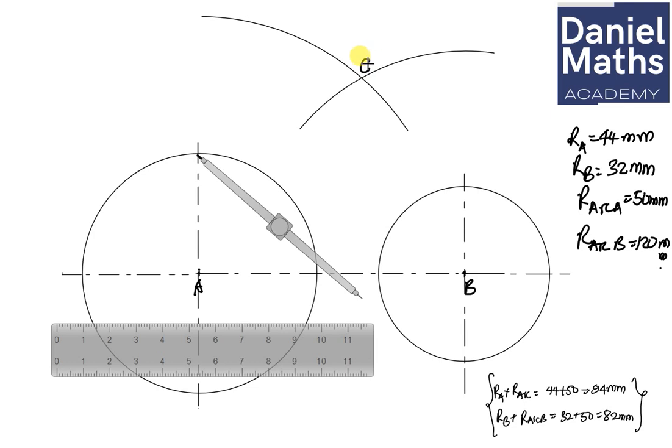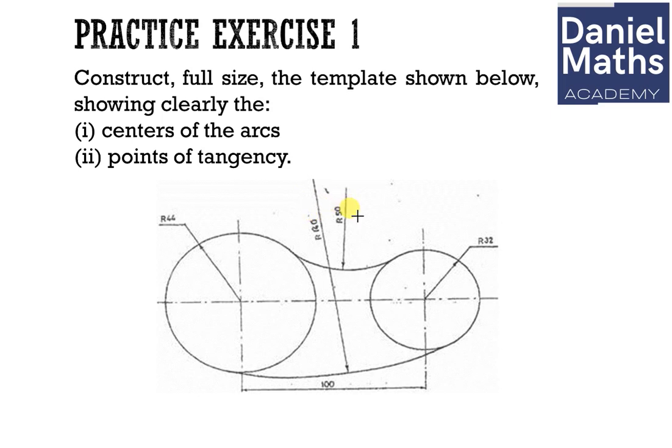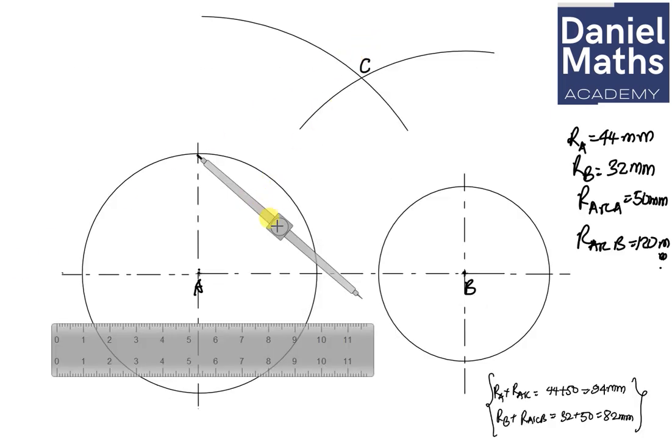Now this is for the first circle. We are told that the radius of this arc is 50. So at this point where the two arcs meet, I'm going to measure 50 so that I can complete my arc. I'm turning this through to this point so I can measure my 50. Once I do that, I have this.